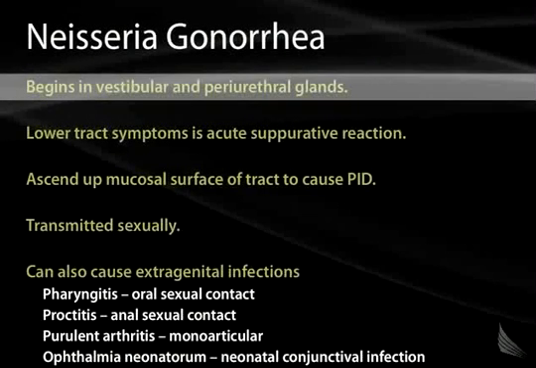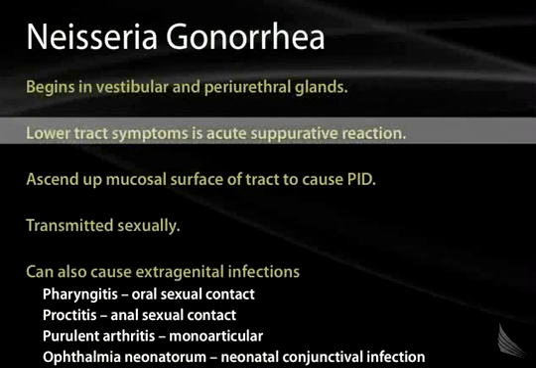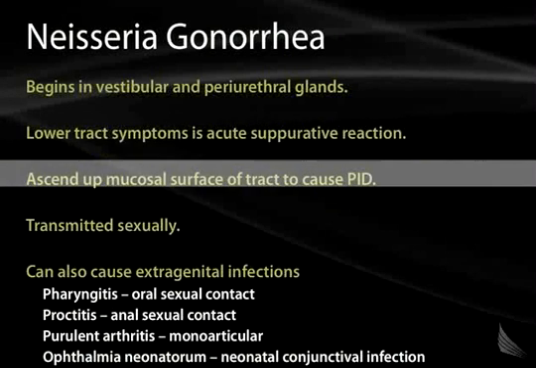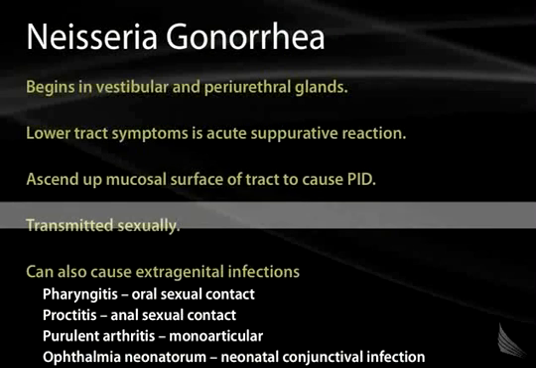Neisseria gonorrhea begins in the vestibular and periurethral glands. The lower tract symptoms are due to an acute suppurative reaction. It ascends up the mucosal surface of the female reproductive tract and, similar to chlamydia, can cause pelvic inflammatory disease and, not surprisingly, is a sexually transmitted disease.